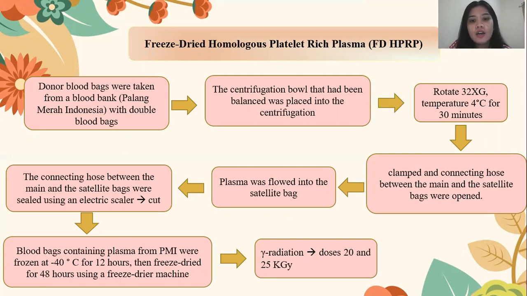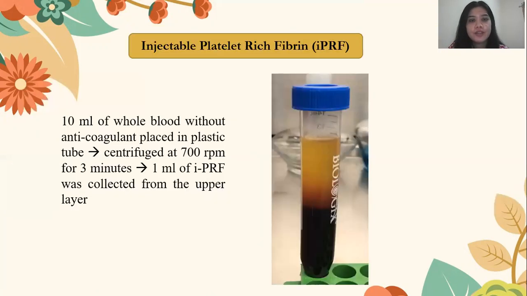And then sterilization with gamma radiation doses of 20 and 25 kilograys. This is the method for IPRF. 10 milliliters of whole blood without anticoagulant was placed in a plastic tube and centrifuged at 700 rpm for 3 minutes, and 1 milliliter of IPRF was collected from the upper layer.